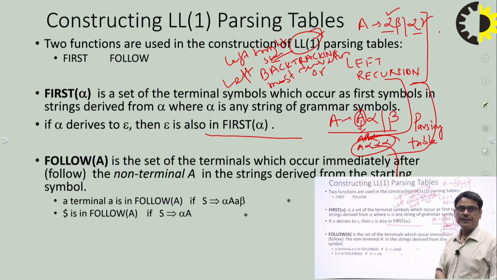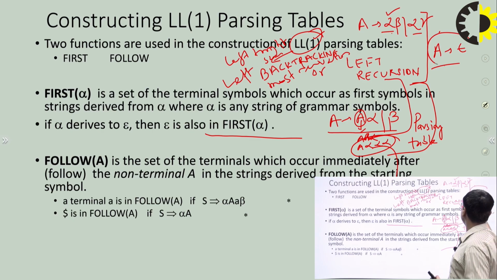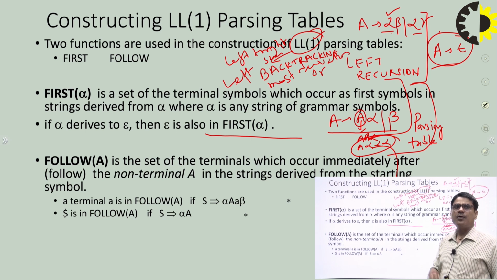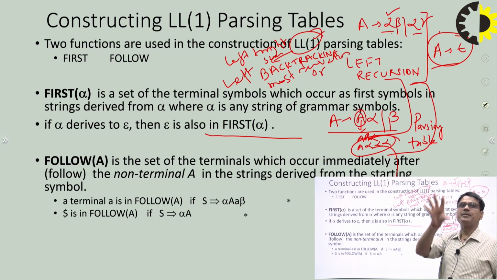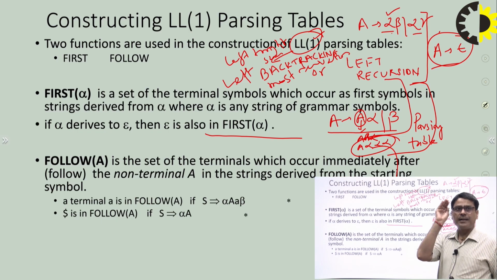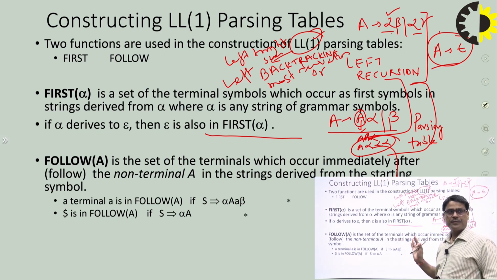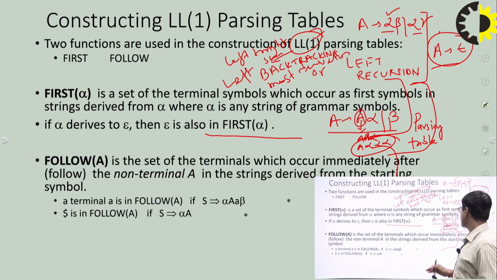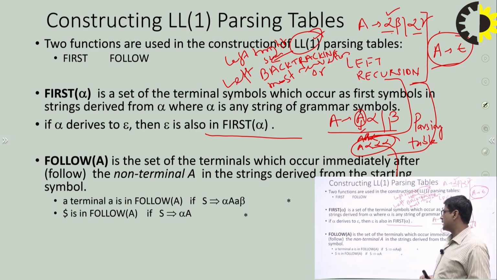And why is follow needed? Follow is needed because if we have a production A produces epsilon, then when you draw the parsing table and you see that the right-hand side is nothing, how do you find the input alphabet, the block where this value is placed? For finding that input alphabet, we use follow. So follow is the set of terminals which occur immediately after the non-terminal A in a string derived from the starting symbol.